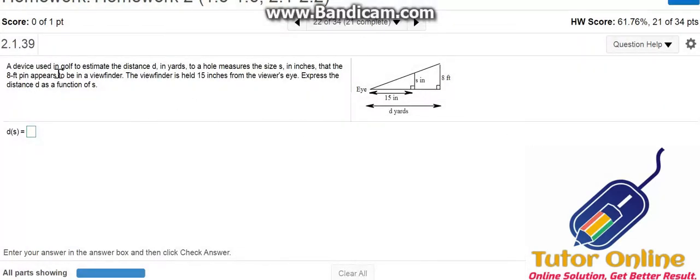So in our next question, a device is used in golf to estimate the distance d in yards to have a mirror the size in inches that the 8 feet pin appears to be in a viewfinder. The viewfinder is held 15 inches from the viewer's eye.